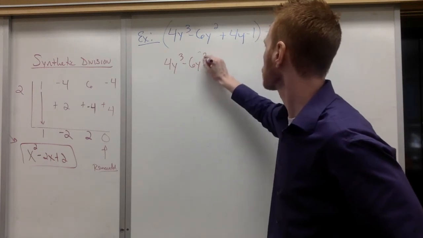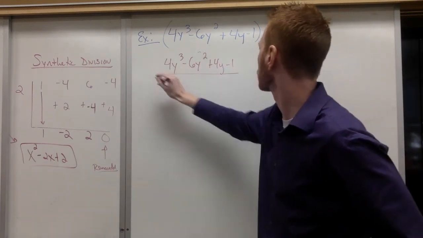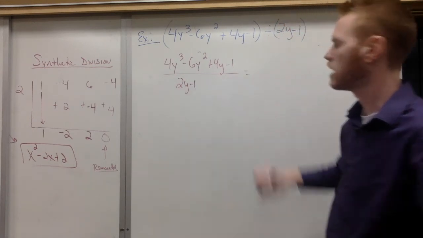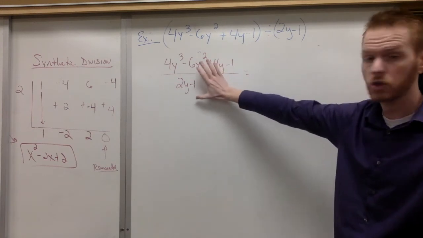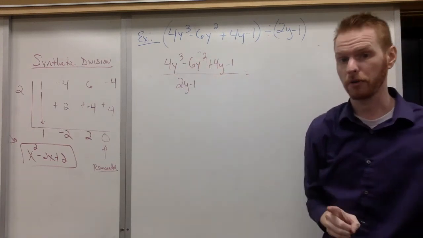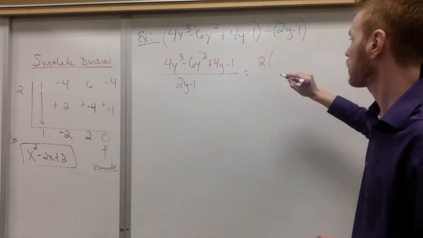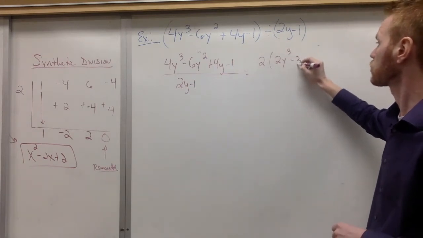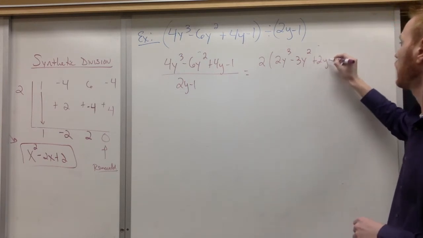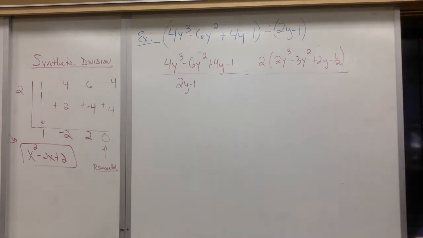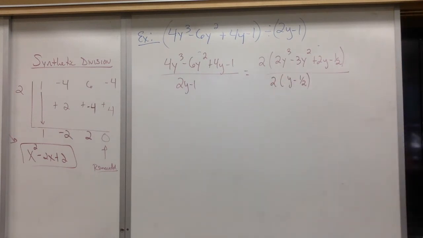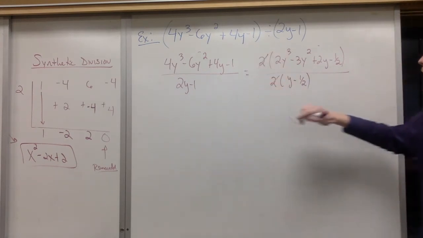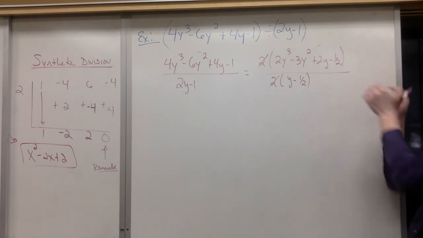So let me just rewrite this. 4y cubed minus 6y squared plus 4y minus 1 all over 2y minus 1. And what I'm going to do, remember, this is the same thing as this, right? I didn't change it. I'm going to factor a 2 out of the top and bottom. Now, I have to do that to both, okay? So if I factor 2 out of the top, I get 2y cubed minus 3y squared plus 2y minus a half. When I factor a 2 out of the bottom, I get 2 times y minus a half for that guy. Okay? The 2's are going to cancel. Therefore, this is going to be my new division problem.